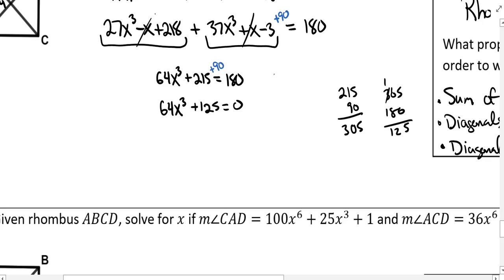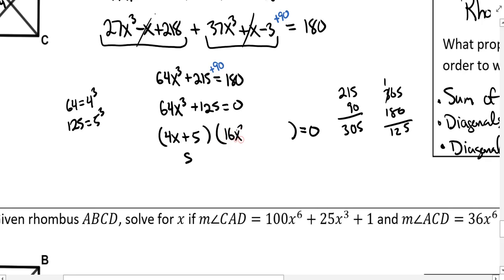That is a sum of two perfect cubes, because 64 is 4 to the third power and 125 is 5 to the third power. So I'm going to factor it as a sum of two cubes. The cube root of 64x cubed is 4x. Cube root of 125 is 5. We're using the same sign here. 4x times 4x is 16x squared, using the opposite sign, so minus sign. 4x times 5 is 20x, always positive. 5 times 5 is 25.